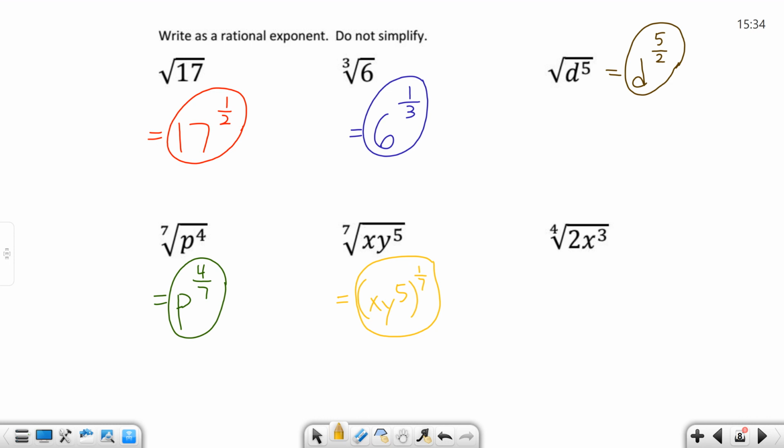The next one is exactly the same way because you have a 2 and then you have x to the third. It's like this is in parentheses to the first power. So this is going to be 2x to the third, all in parentheses, to the 1/4 power. You can't put 2x to the 3/4 because then you completely forgot about the 2 having the 4th root taken of it.